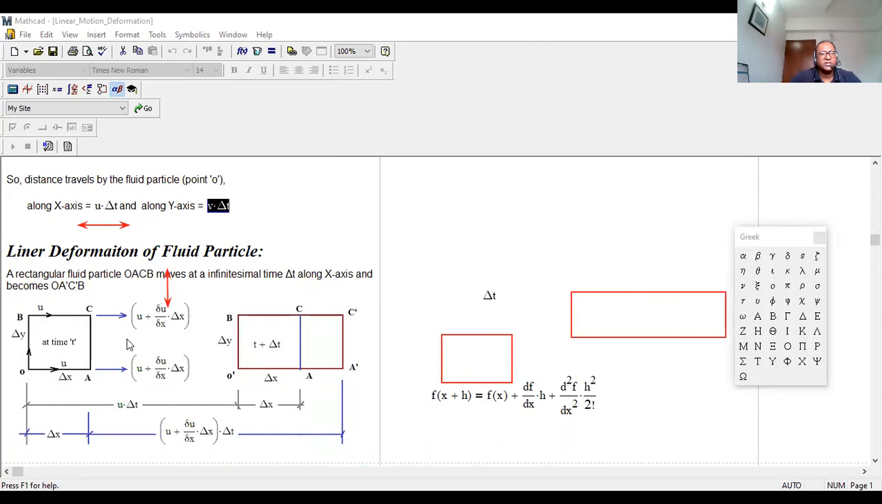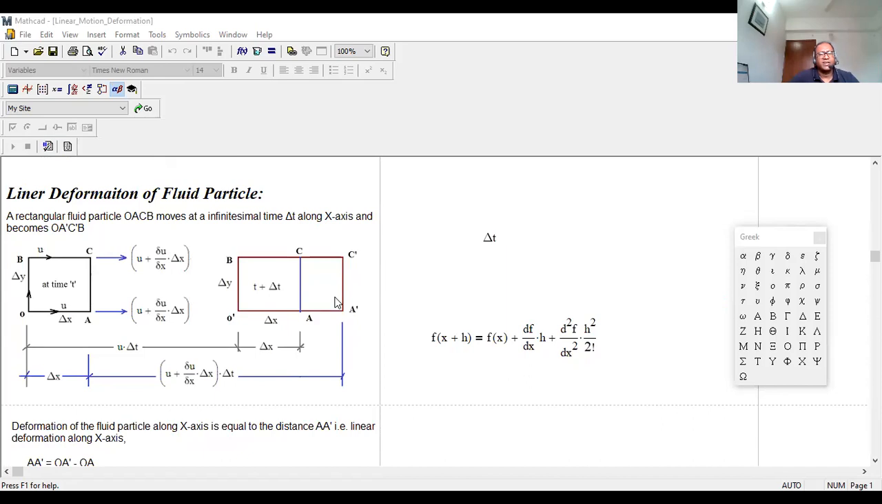So you see right over here, a fluid element at a time t is right over here. Its dimension OACB. But after a certain time, what is the time difference? Delta t. At t plus delta t, it travels from here to here and becomes OB. A prime C prime is the new position of line AC, because it gets bigger, this much bigger, right?